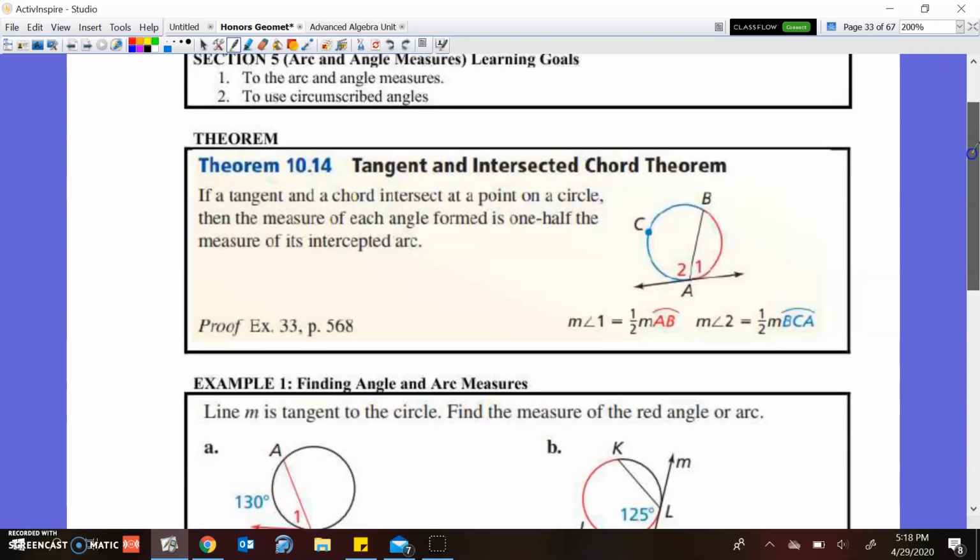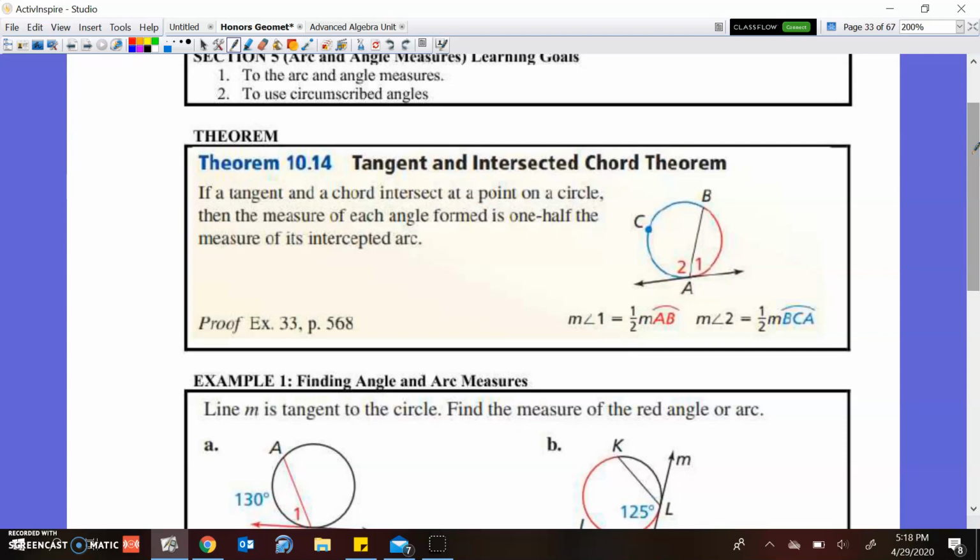So this next theorem actually builds off of what I had just said. We'll discuss that in a minute here, but let me read it. It says, if a tangent and a chord intersect at a point on a circle, then the measure of each angle formed is 1/2 the measure of the intercepted arc.